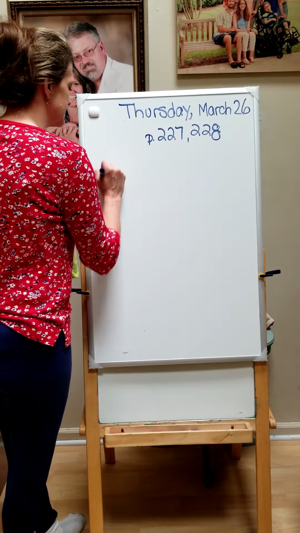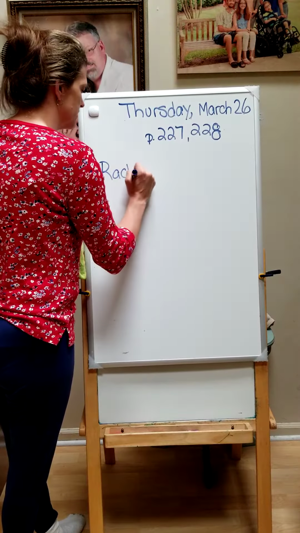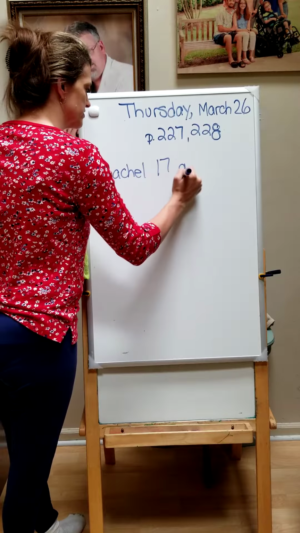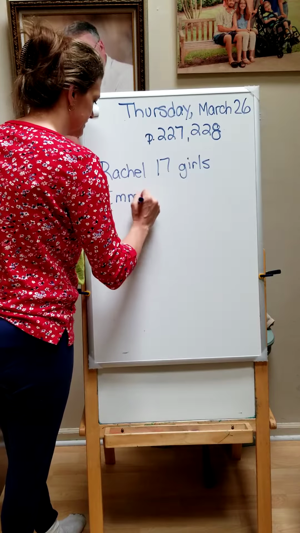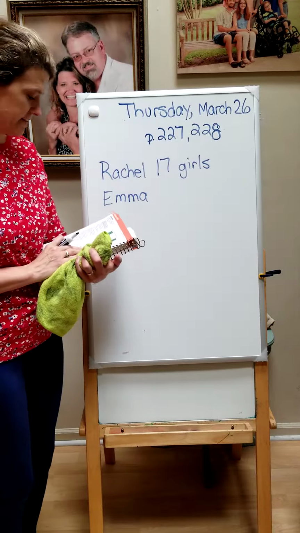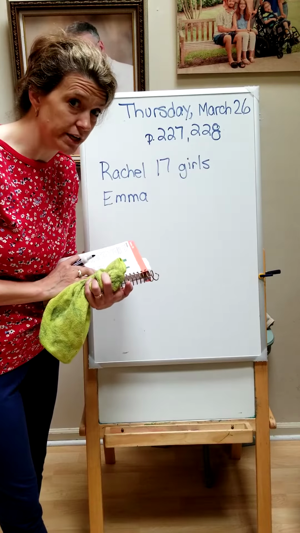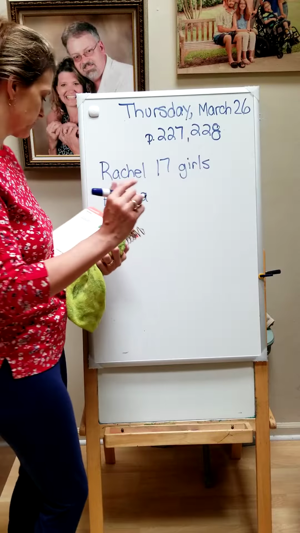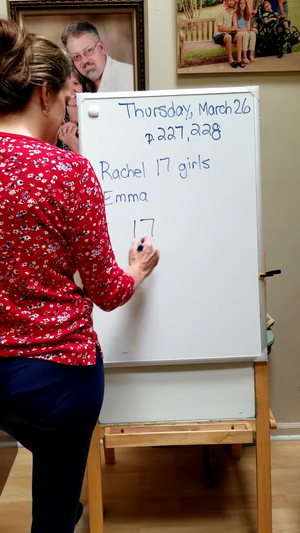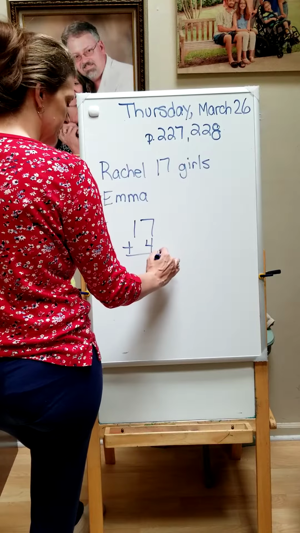In Rachel's class, there are 17 girls. In Emma's class, it says there are 4 more girls than Rachel's. So we have to figure that one out, okay? So we're going to add 17 plus 4.